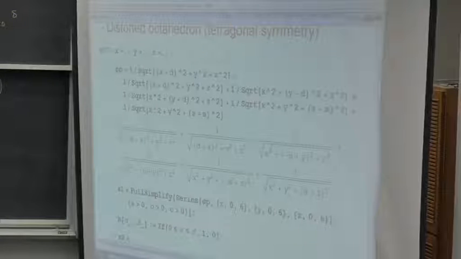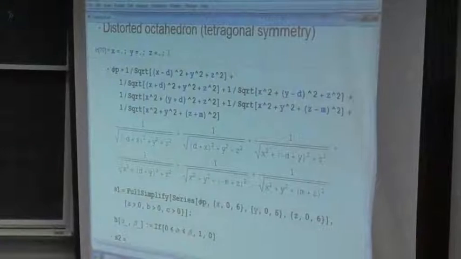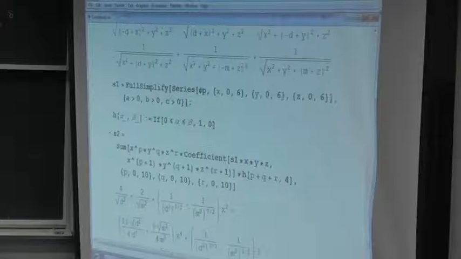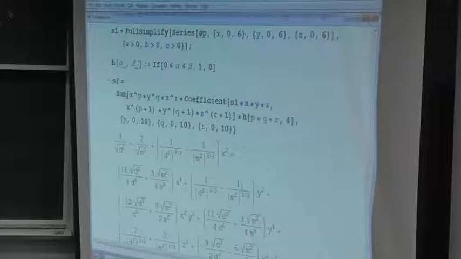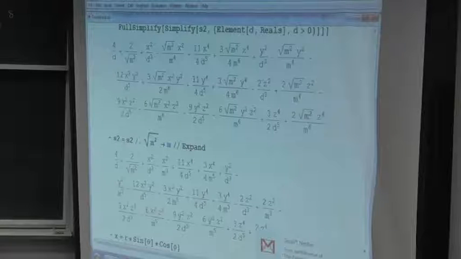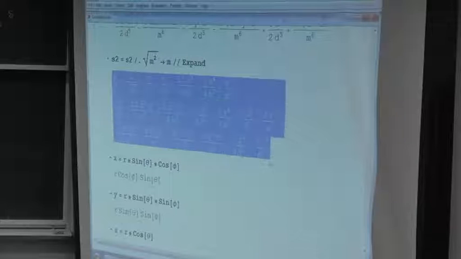Alright, so let's move back to mathematics and look at this for the time being. Now I have this phi p. I have two kinds of distances. One is d and the other I call m. It's a tetragonal environment, an octahedral environment with tetragonal symmetry. I simplify this. This is my sum, and then I look at S2 and do some simplifications. This is my new potential.